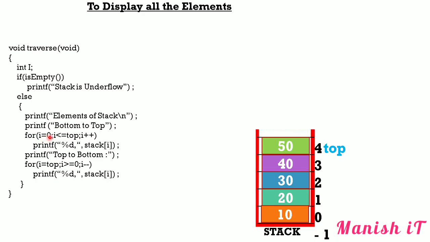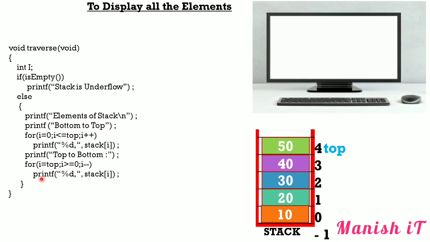I is equal to 0 and I is less than or equal to top, incremented by 1. So it simply gives the value of stack of I. And if the user wants to print top to bottom, then I is equal to top and I is greater than or equal to 0, decremented by 1, and simply printing the value stored in stack of I. So that is how it prints.